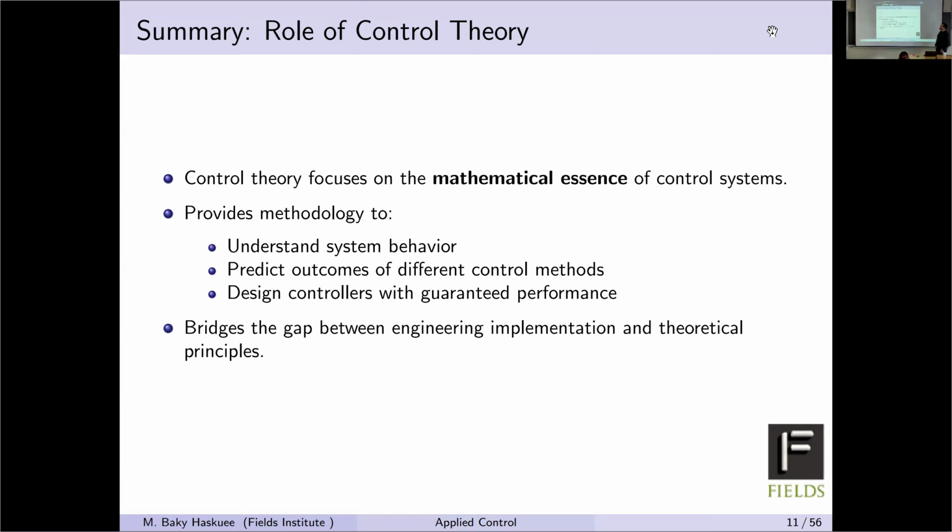to explain the role of the control theory, the control theory focuses on the mathematical essence of the control system, and provides understanding of the system behavior, predicts the outcome of different control methods, and designs controls with guaranteed performance. These are the core essence of the control theory, and it bridges the gap between the engineering implementation and theoretical principle. So hands-on experience, mathematicians work with the engineers.